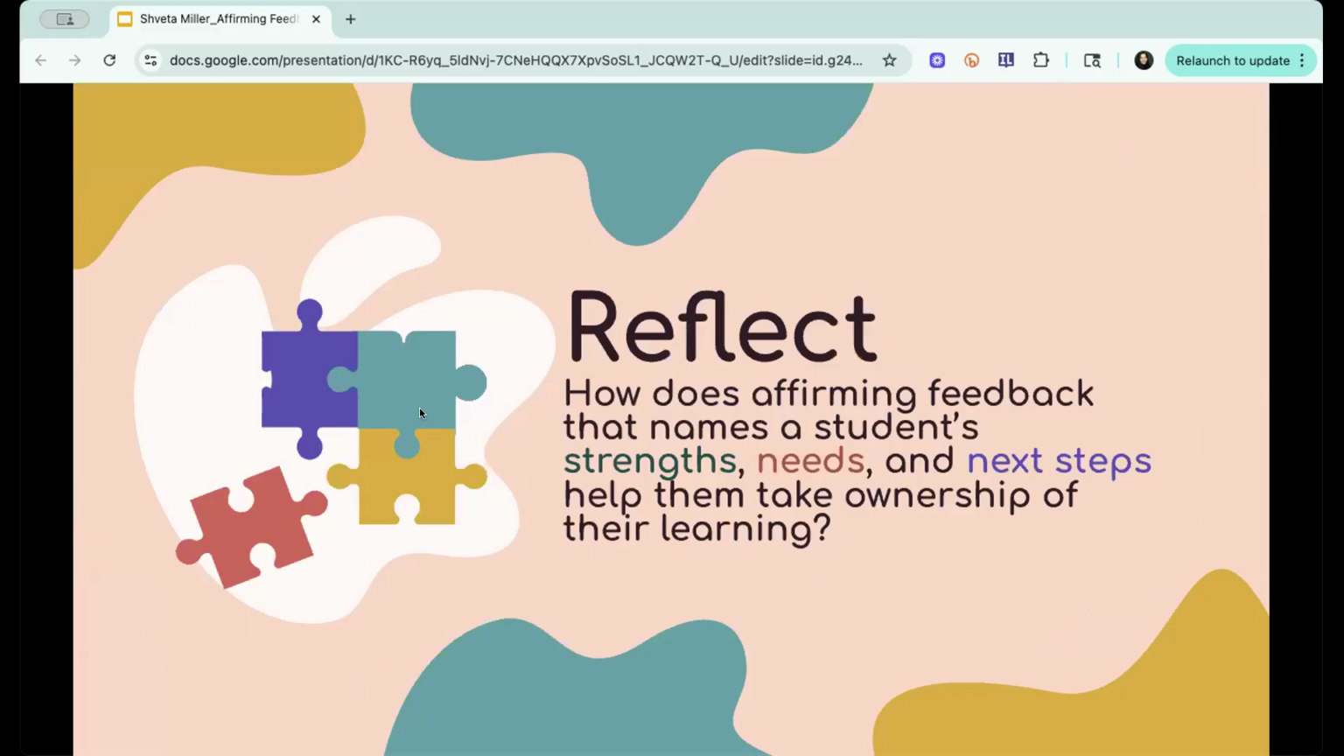Okay, some reflection time. How does affirming feedback that names a student's strength, need, and next step help them take ownership of their learning? Thank you for being so active and engaged in the chat. I look forward to seeing your response to this.